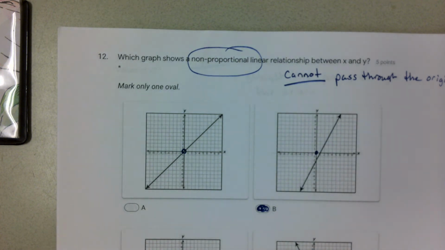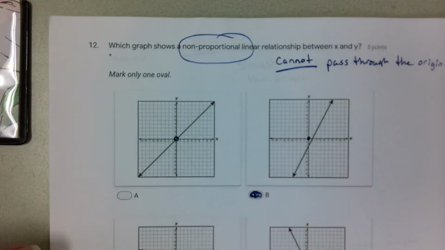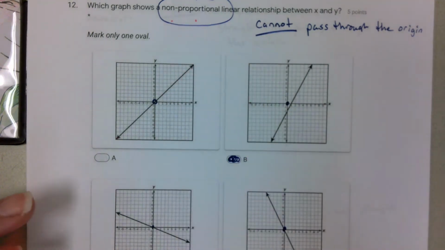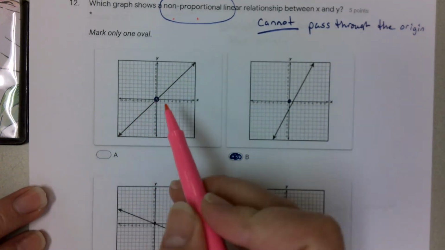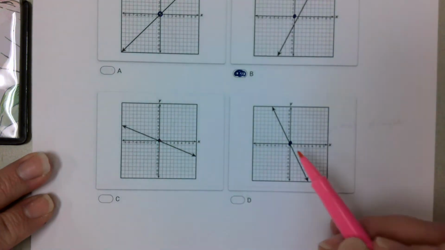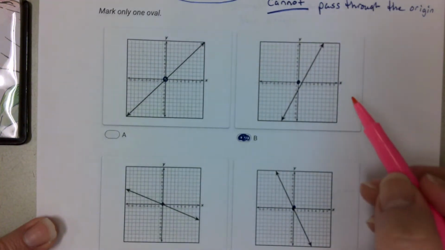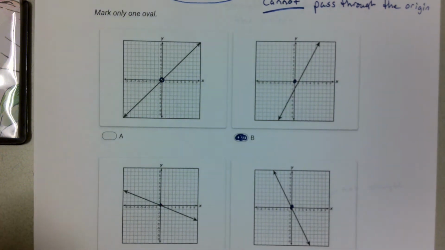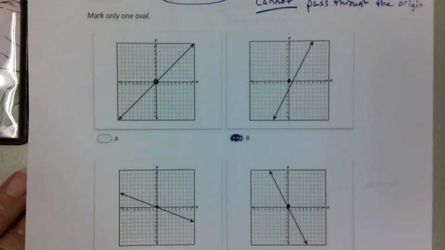Which graph shows a non-proportional linear relationship between x and y? So remember, it cannot pass through the origin for non-proportional. That intersects the origin, intersects the origin, intersects the origin. This is the only one that doesn't pass through the origin. B is the correct answer for a non-proportional linear relationship.